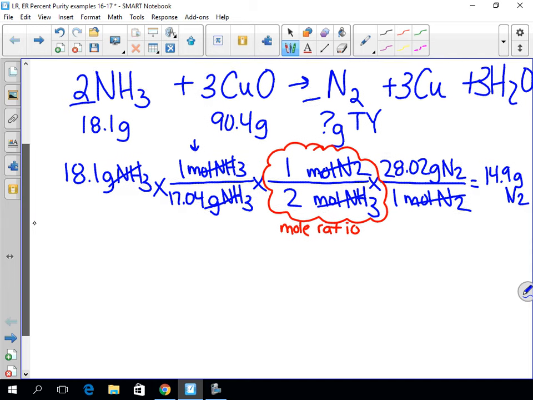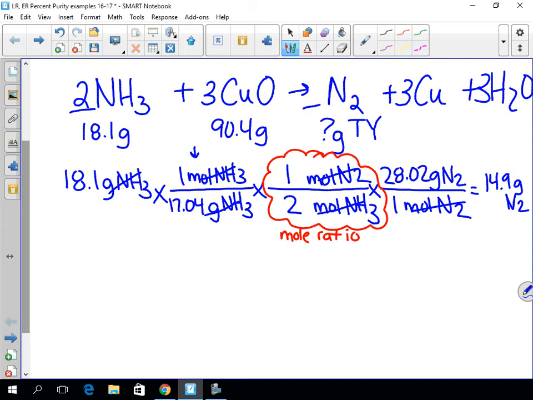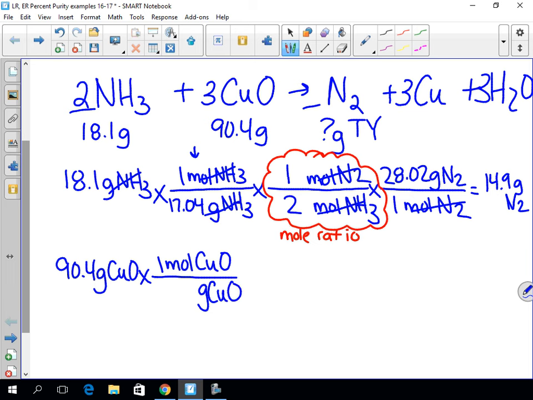Now we're not going to circle that yet as being our right answer because we're only halfway through this problem. We now need to go and take our other reactant, our copper oxide, and see how much nitrogen it could produce. So the steps will be the same. Taking our grams of copper oxide and first, changing that into moles. Notice I'm keeping my 1 in front of copper oxide at this step, and the molar mass is 79.55. I'm going to cancel those units out.